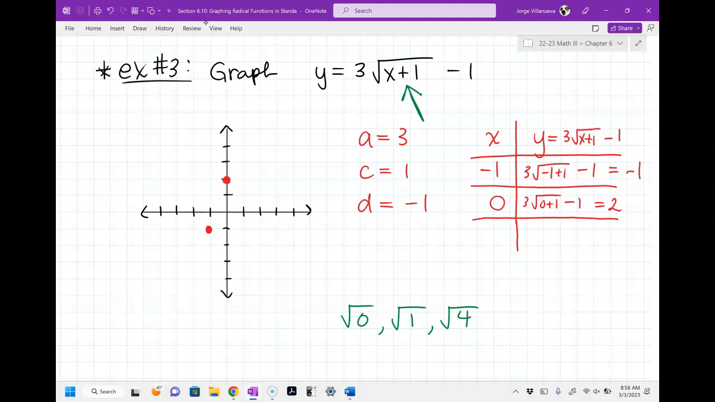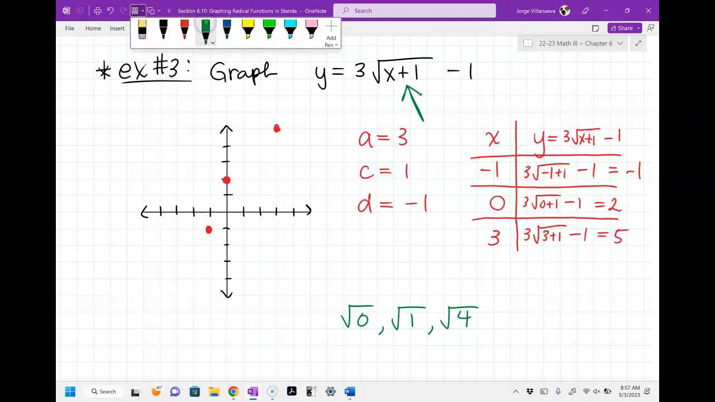Whoops. Let me put the 3 here. So look, 3 square root of 3 plus 1 minus 1 is. All right, square root of 3 plus 1. Well, that's the square root of 4. The square root of 4 is 2. Okay, 2 times 3, 6. 6 minus 1, 5. This is 3, 5. And now you just draw your line or your curve.